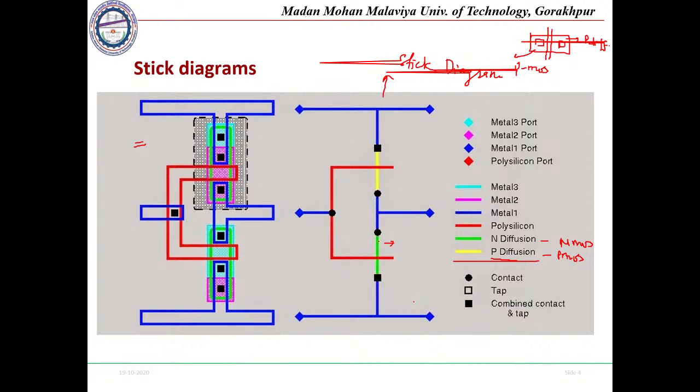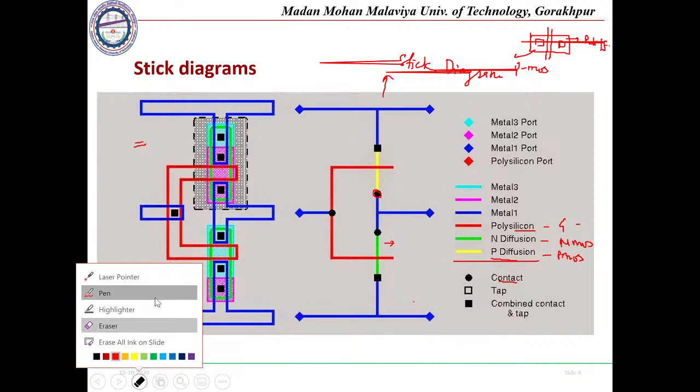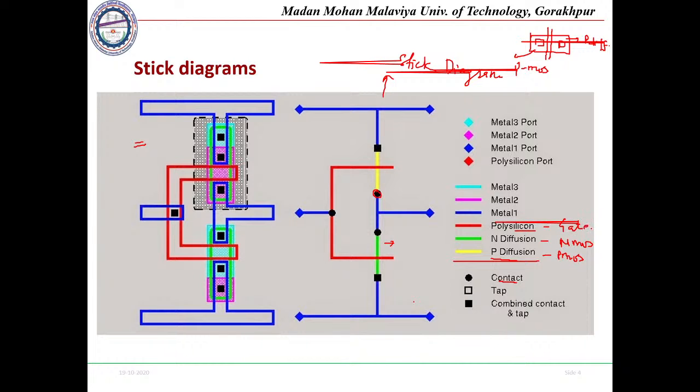Okay, and this connections, this circle will be showing you the contact. So contact will be there. In that contact, it will be represented by black color. Okay, and this red color will be showing you the polysilicon that will be used to define the gate terminal. So the gate terminal will be defined by your polysilicon layer. Okay, and the metals, whatever metals are there, will be represented by blue color.